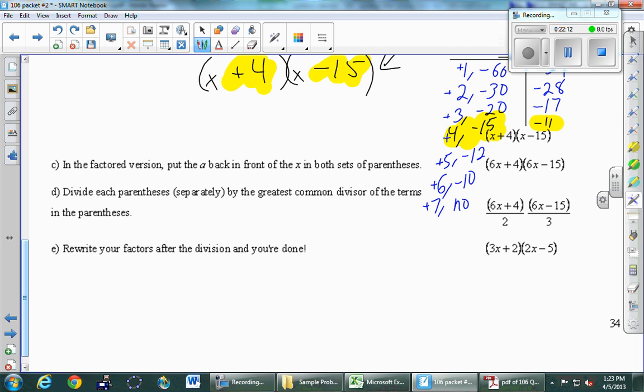And then here's a real strange thing to do. It says part D, divide each parentheses separately by the greatest common divisor of the terms in the parentheses. What number goes into 6 and 4? 2 is the biggest number, right? So I'm going to take this 6x plus 4, I'm going to divide it by 2. The greatest common divisor of 6 and 4. What's the biggest number that goes into 6 and negative 15? It is 3. I'm going to take both of those guys and divide by 3.